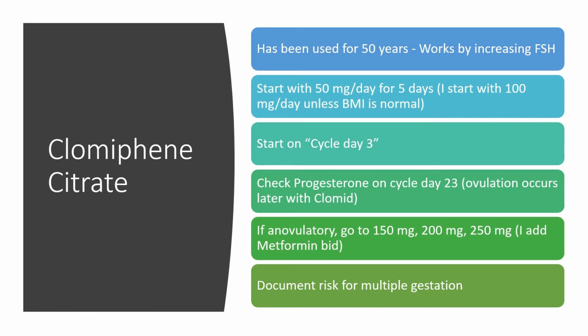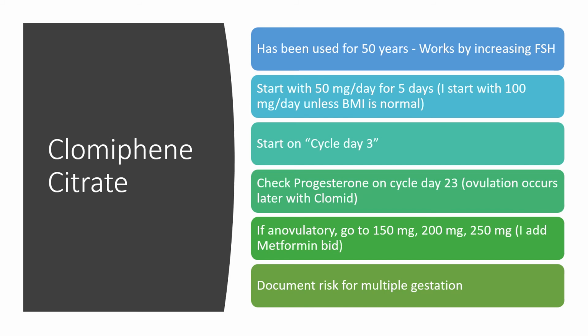Clomiphene has the advantage of having been used for 40 years. Again, it works by increasing FSH. When you start giving Clomid, the recommendation is to start with 50 milligrams a day for 5 days, days 3 to 7. I personally start with 100 milligrams a day, unless BMI is normal.